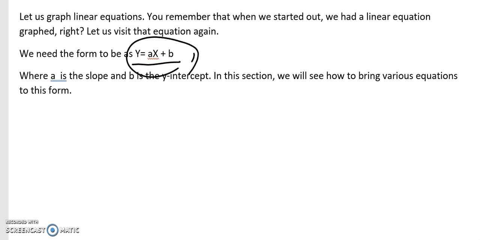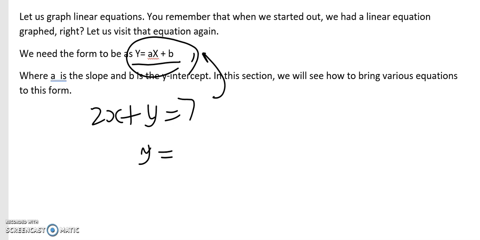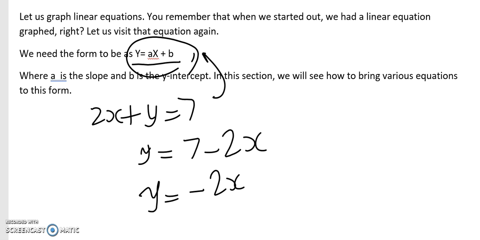So let's say we have an equation which is like 2x plus y is equal to 7. We need to change this to this format. So how do you do that? We can do this easily by y is equal to 7 minus 2x, right? Or y is equal to minus 2x plus 7. So now in this case, what is the slope? The slope is minus 2. What is the intercept? The intercept is 7.